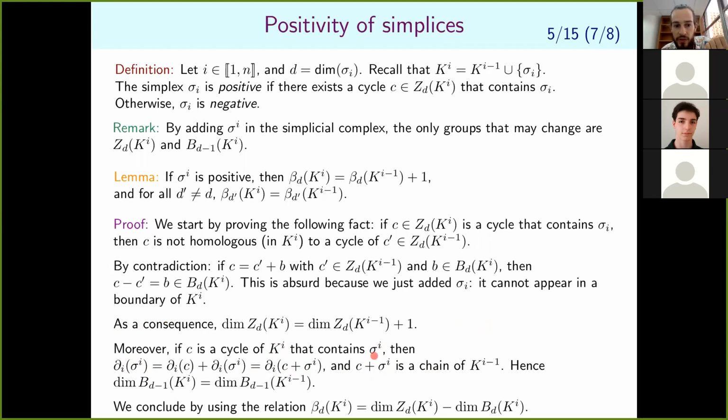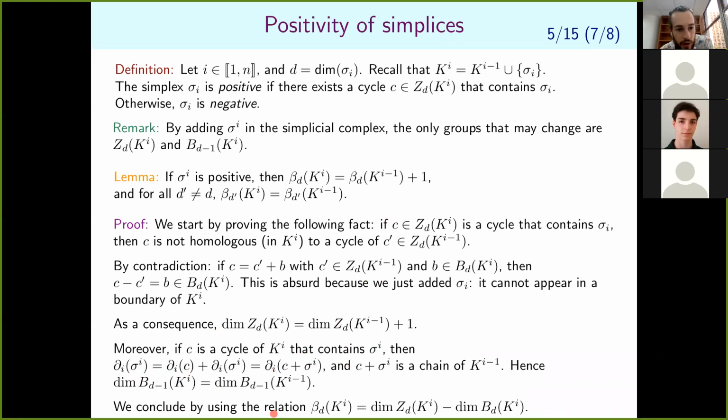Moreover, C plus sigma I is a chain of K I minus 1. This is because C plus sigma I does not contain sigma I. So the simplex I added, sigma I, does not create new boundaries of dimension d minus 1. So the boundaries of dimension d minus 1 remain of the same dimension.